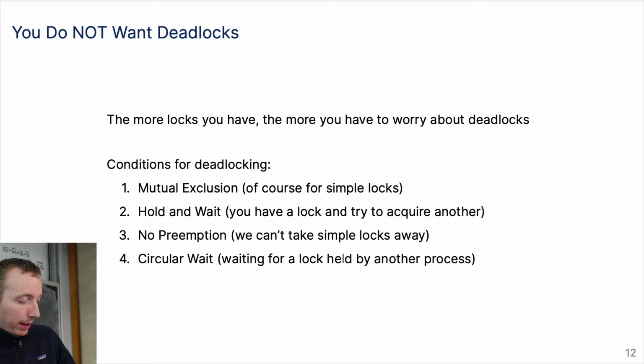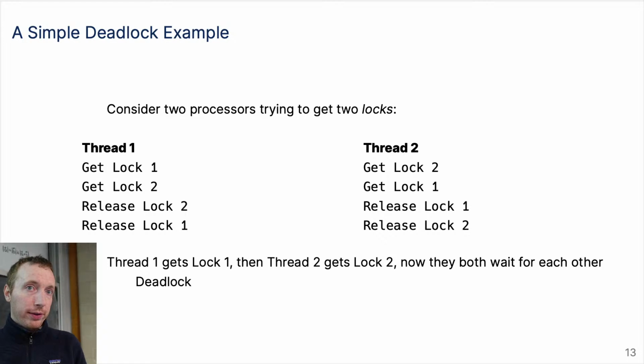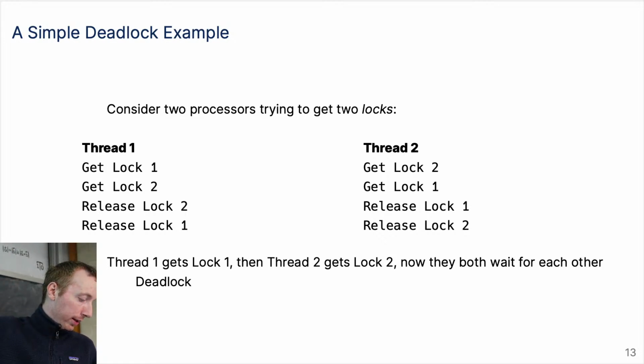And then 4, you have to have a circular wait. So you're waiting for a lock held by another process or thread. This is the simplest deadlock example that I can think of. Consider 2 processors or 2 threads, each getting 2 locks. The code in thread 1 tries to get lock 1 and then lock 2. And then in thread 2, it tries to get lock 2 and then lock 1.